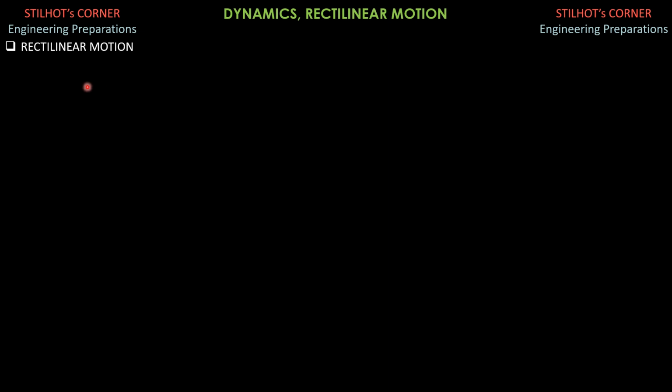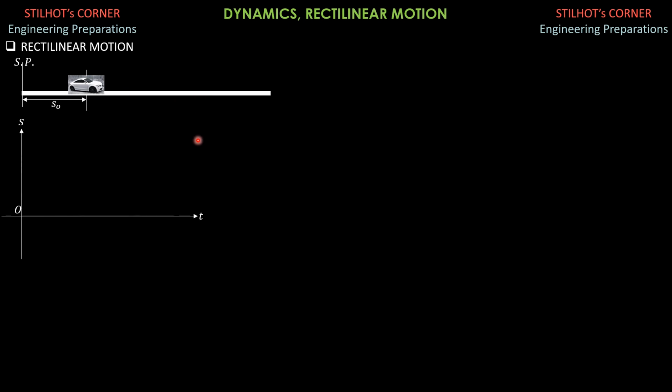So let's consider a particle, which is a car here, starting with position S0. This is the starting point, the origin, but the car starts with position S0 from the origin. So this is the path, and the car travels as shown. So let's plot the position versus time.